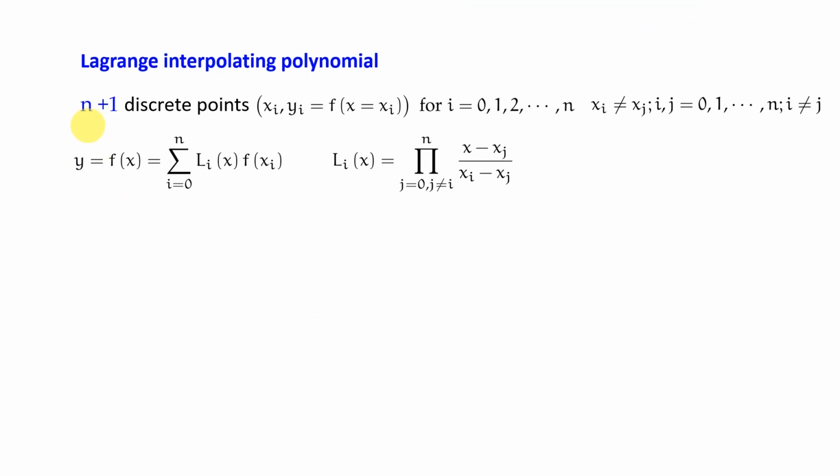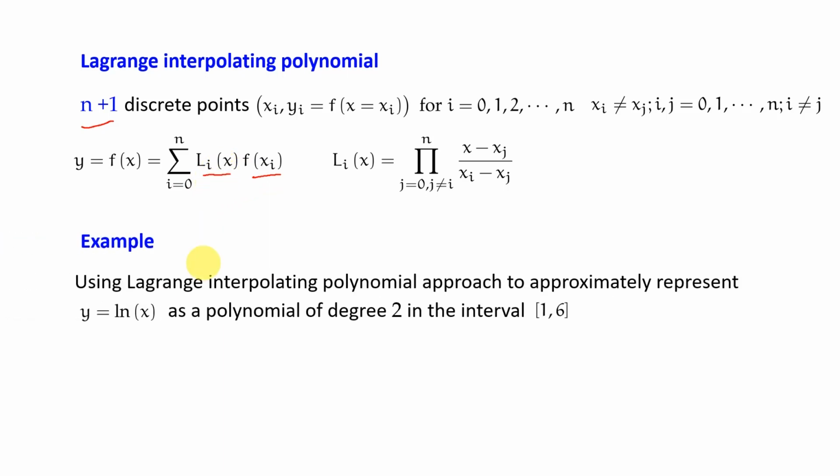In Lagrange's polynomial, just like any other interpolation scheme, we need n+1 discrete data points to fit an nth degree polynomial. Li is our basis function, f(xi) is the coefficient, and a linear combination of these basis functions will give us the polynomial. So let us take this example where y is the natural log of x, and we want to fit a polynomial of degree 2 in the interval [1, 6].